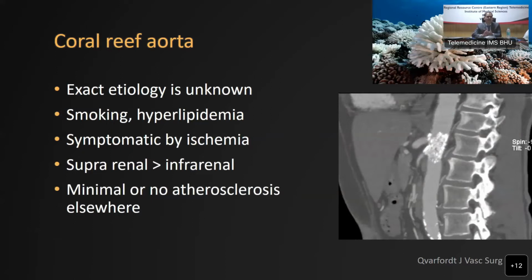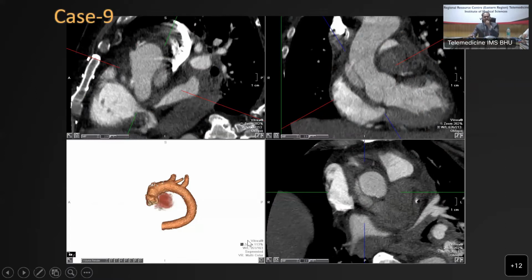So these patients will invariably have symptoms of bowel ischemia. This entity affects the suprarenal aorta more than the infrarenal aorta. You will notice that except for this part, there will be minimal or no atherosclerosis elsewhere in the aorta. Often surgery is the only treatment because it's extremely hard to navigate a wire and a catheter across this really calcified lesion.